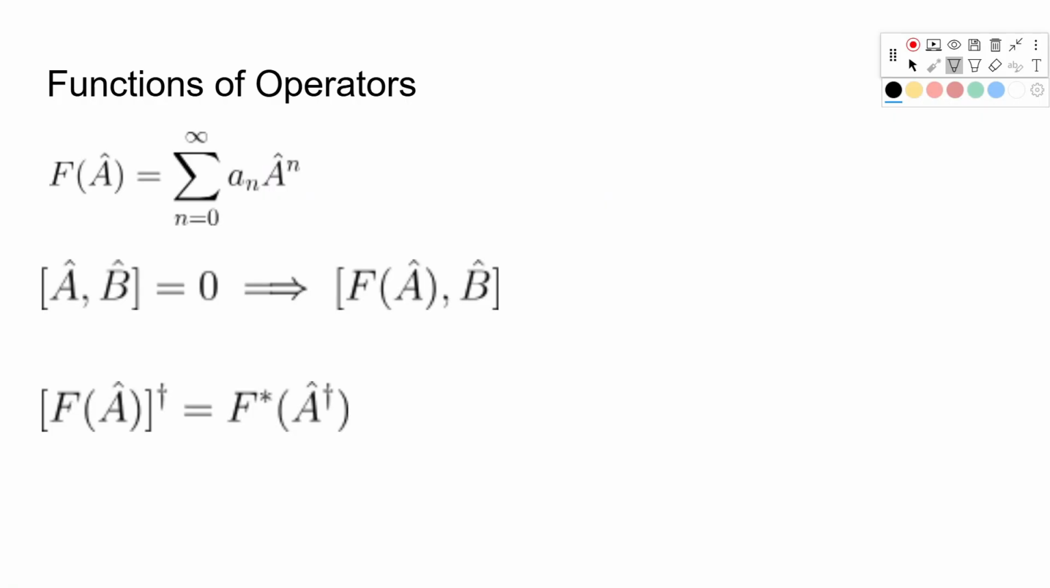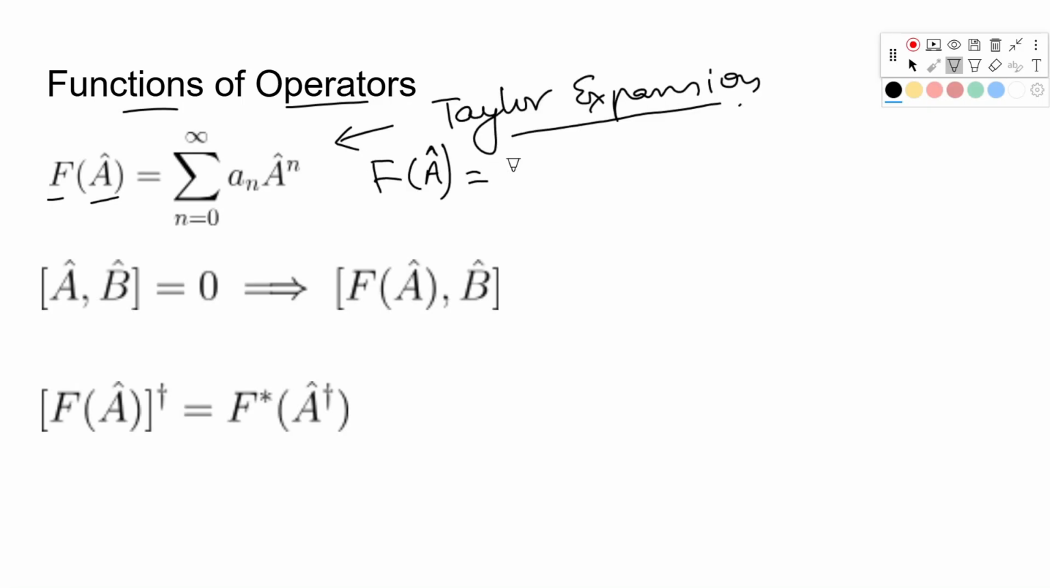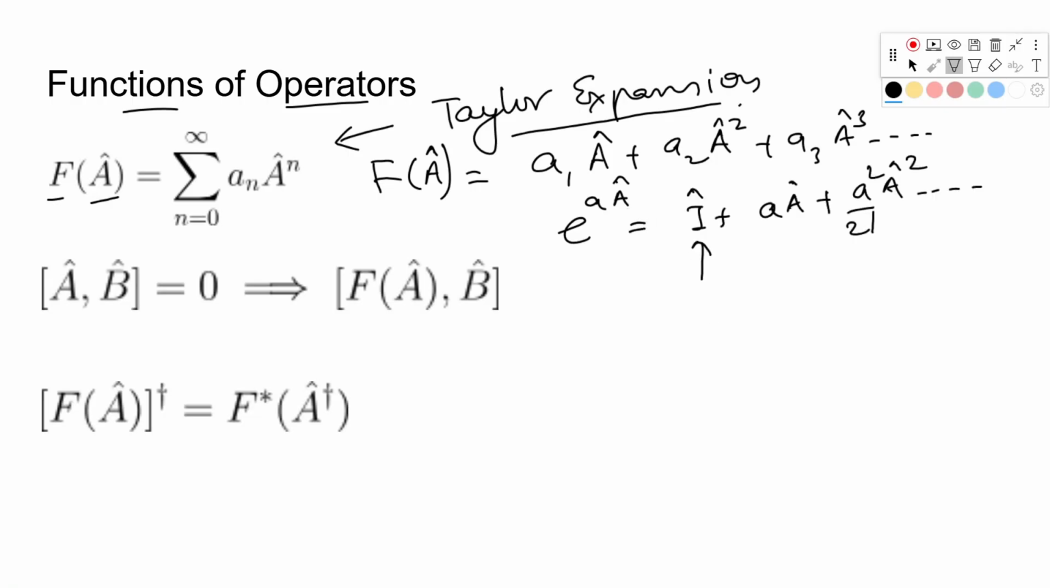Moving on, let's discuss an important concept. It's called functions of operators. Any function of an operator, we can put into a Taylor expansion. So any function of an operator can become the Taylor expansion of something like, which is a function of an operator A, where this is the identity operator. So this is the Taylor expansion of any function of operators.